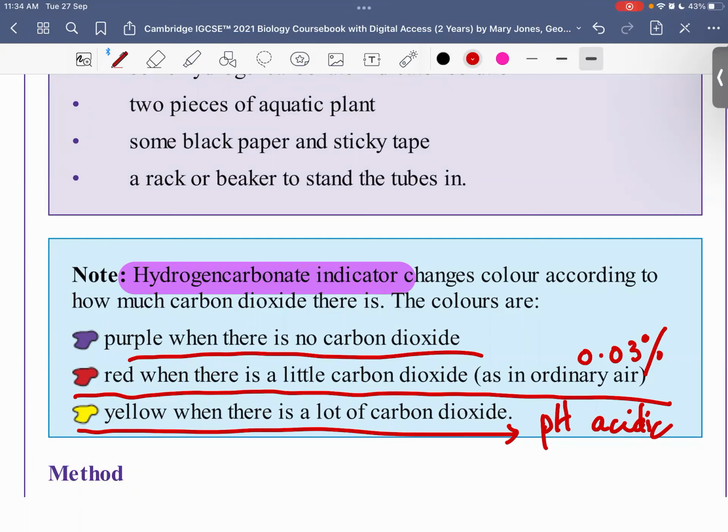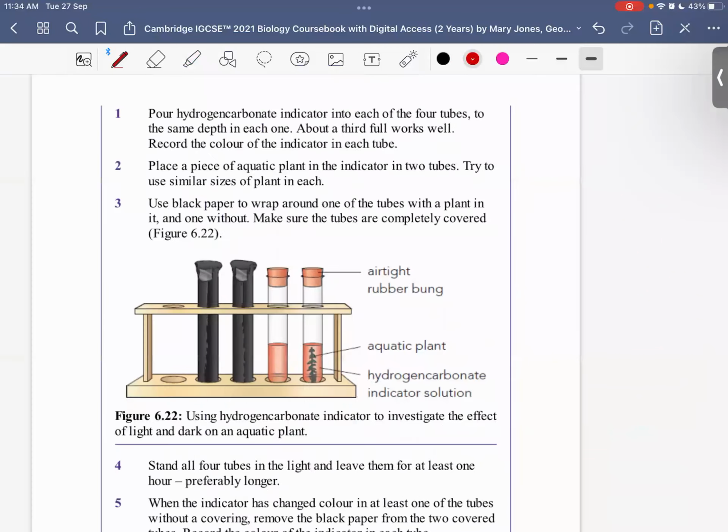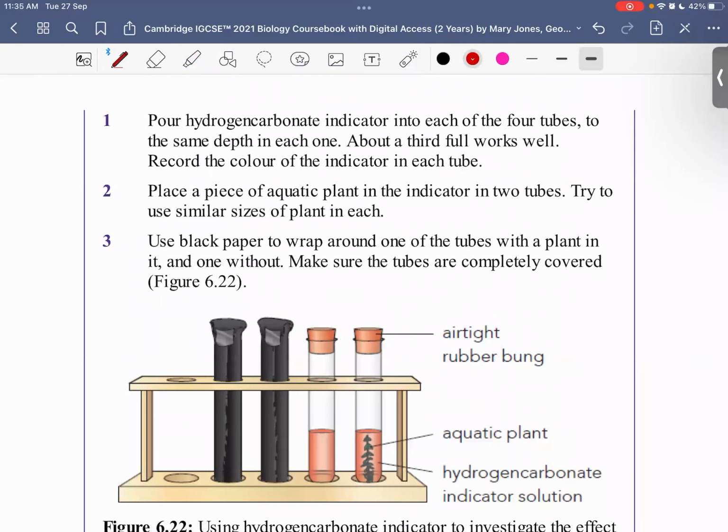This is an important experiment. Pour hydrogen carbonate indicator into each of the 4 test tubes shown in the diagram to the same depth in each one. About a third full works well. Record the color of the indicator in each tube. When I say pour hydrogen carbonate indicator into each of the 4 tubes to the same depth, am I controlling the volume of the hydrogen carbonate indicator? Yes, Hamza? Yes, you are. So am I controlling this variable?